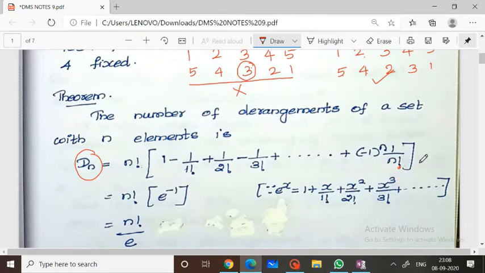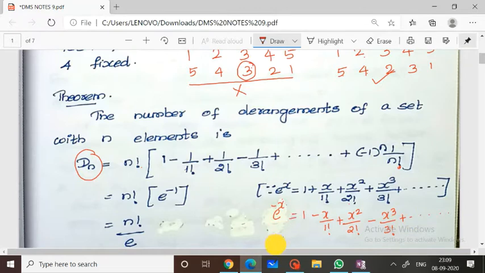We all know the formula for e raised to x: 1 plus x by 1 factorial plus x square by 2 factorial plus x cube by 3 factorial. Similarly, what is the formula for e raised to minus x? Because the signs alternate between positive and negative, we can write this as 1 minus x divided by 1 factorial plus x square divided by 2 factorial minus x cube divided by 3 factorial plus etc.